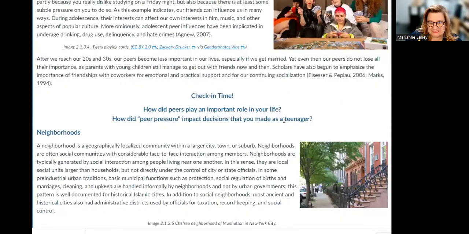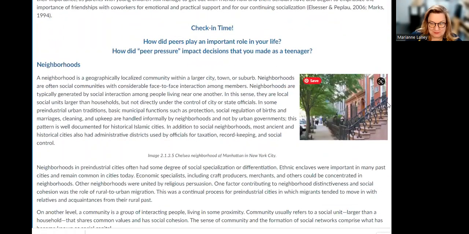How did peer pressure impact decisions that you made as a teenager? I remember being pressured by boys back in the day. You know, just a little bit of this and just a little bit of that, and I was like, no, I'm good.